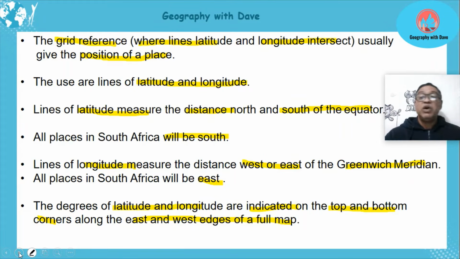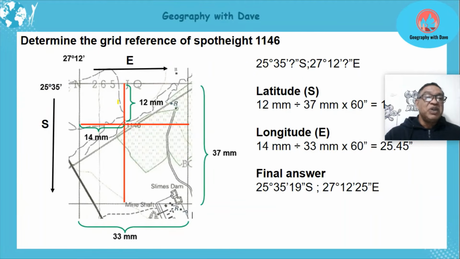Now we've done all this. We're ready now to work it out. So we already learned that the longitudes will increase in the easterly direction, and the latitudes, all the horizontal lines, will increase in the southerly direction. Now I say, determine the grid reference of spot height 1146. There we have it here.